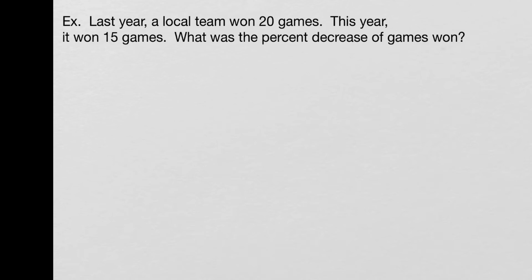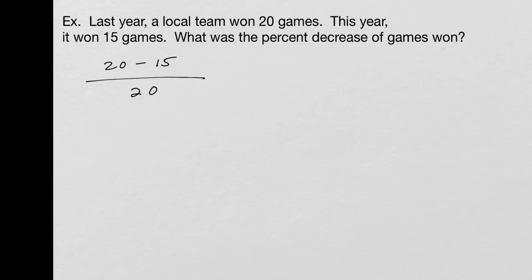So remember, to figure this out, we have to find the difference. And for now, we're not going to say specifically new minus original. We're just going to say largest minus smallest, right, for the numerator, for the difference. So this will be 20 minus 15. But the denominator is important. We have to put the original. So originally they were at 20 games, right? So that's the original value. And then we need to convert this ratio into a percent.